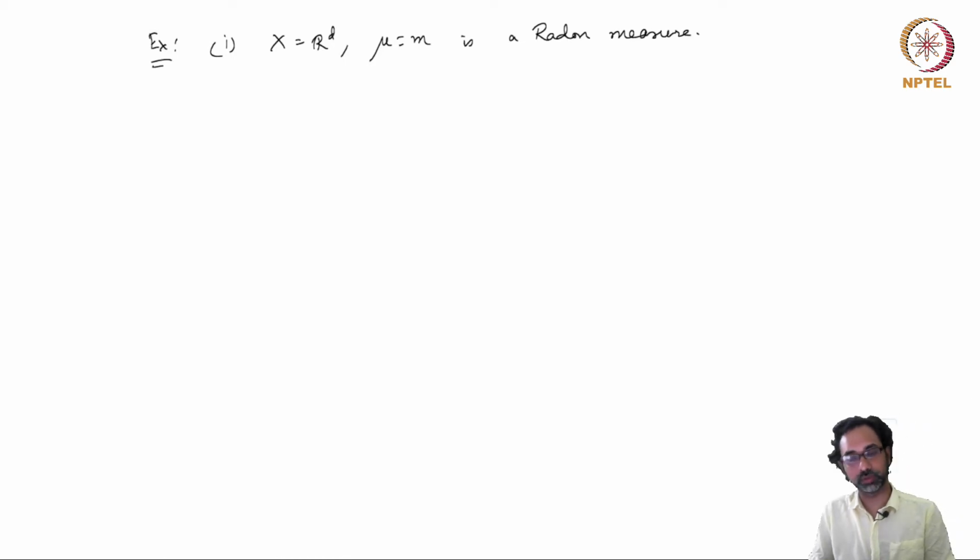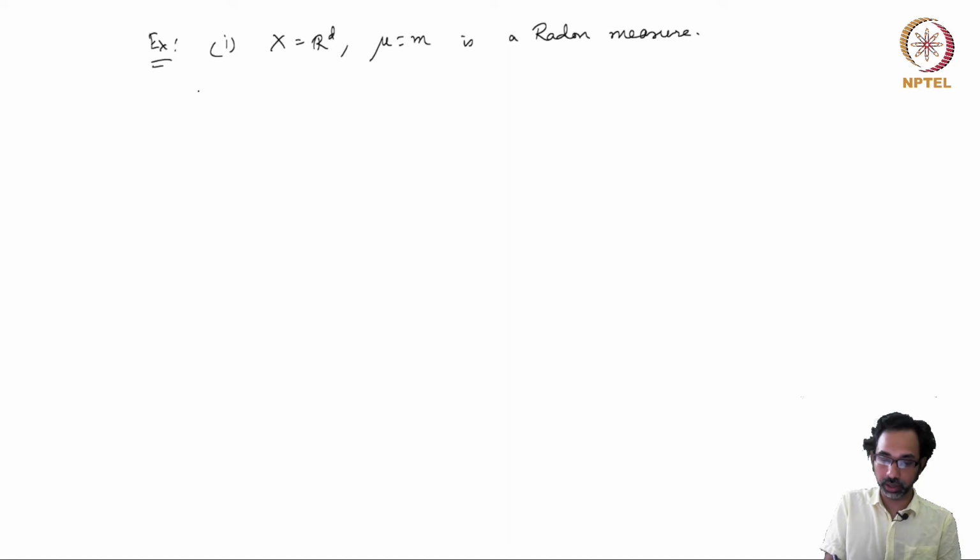So what are the examples of Radon measures that we can construct? Of course on R^d the Lebesgue measure is a Radon measure, because all compact sets have finite Lebesgue measure, since they are bounded, and we have already seen that for all Lebesgue measurable sets we have outer regularity as well as inner regularity.